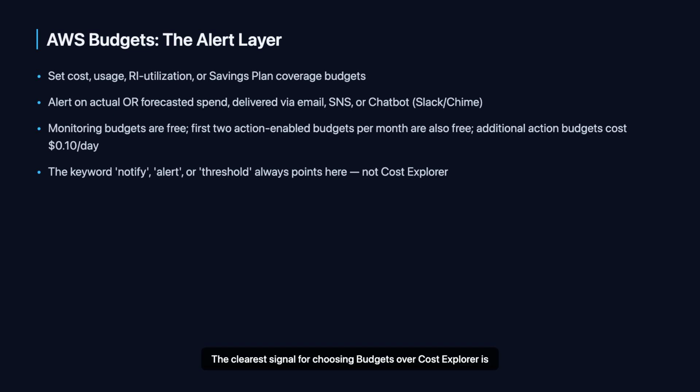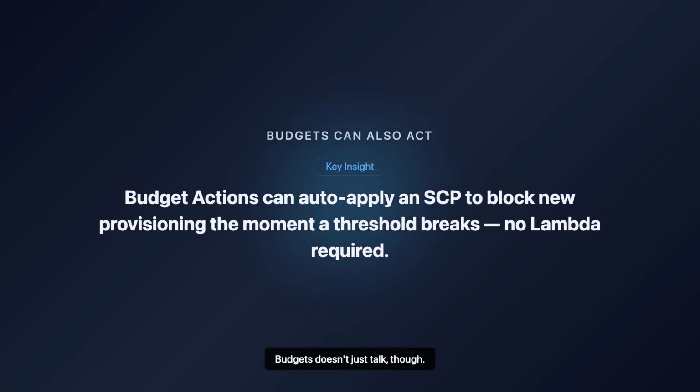The clearest signal for choosing budgets over Cost Explorer is intent. If the requirement is to be notified or alerted when spend crosses a threshold, that is always budgets. Cost Explorer has no notification mechanism. Budgets doesn't just talk though. It can act.